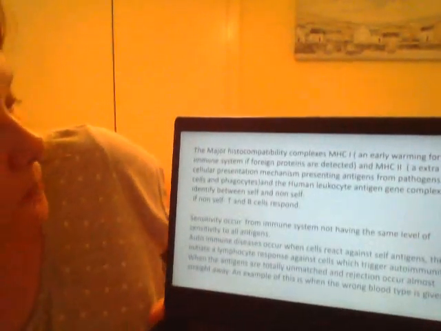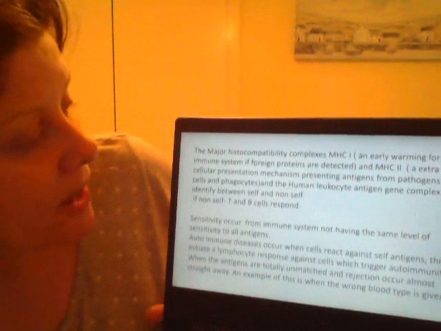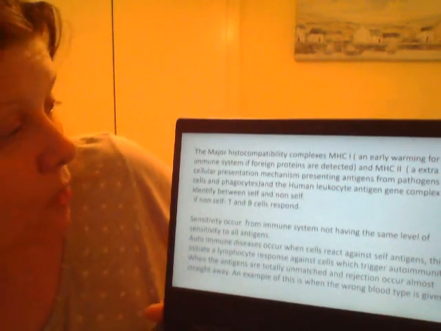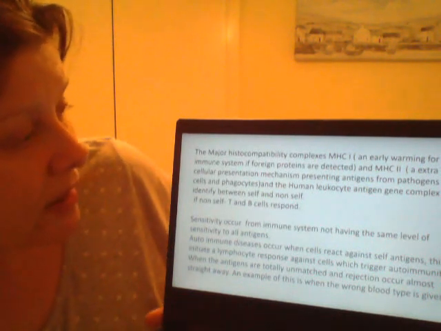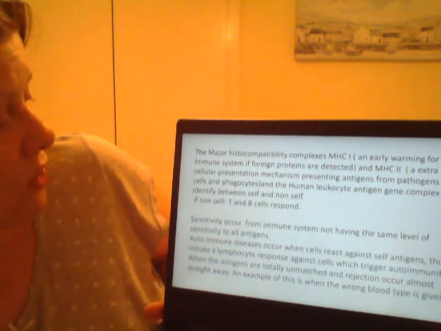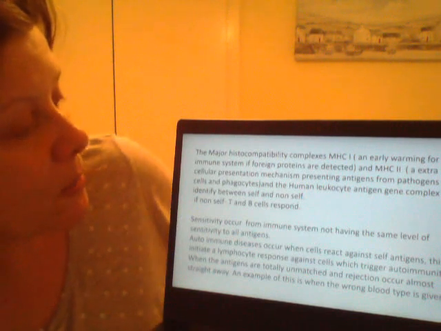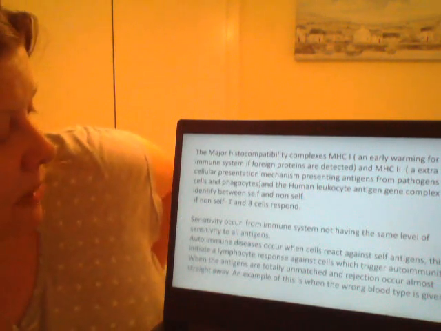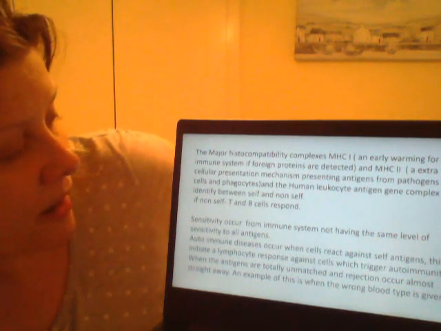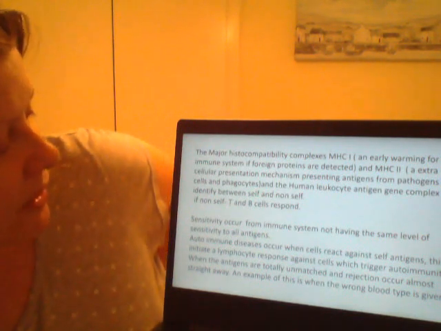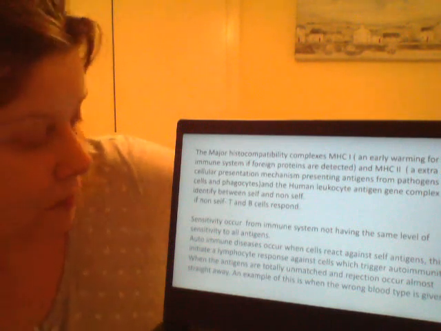The major histocompatibility complexes: MHC1 are an early warning for the immune system if a foreign protein is detected, and MHC2 is an extracellular presentation mechanism, presenting antigens from pathogens by B cells and phagocytes. The human leukocyte antigen gene complex helps identify between self and non-self.